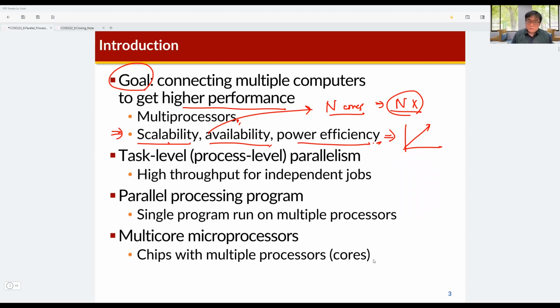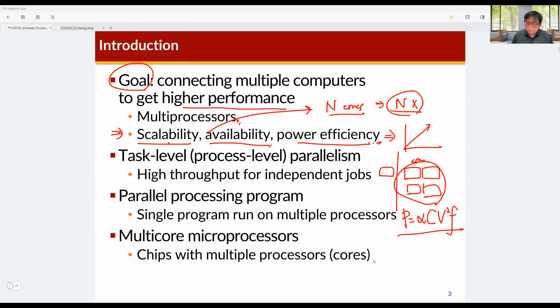Power efficiency is very similar to the scalability issue. But let's think about this. This is a four-core system, and this is a single-core system. If we compare the area of this chip, then this area will be four times the area of the single core processor. And then what is the equation of the power consumption? P equals alpha, the activity factor, C V squared F. That is the equation of dynamic power consumption. Dynamic power consumption means that if we run our program on the CPU, then the power will be consumed.